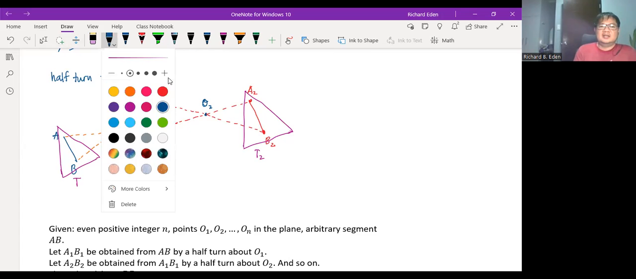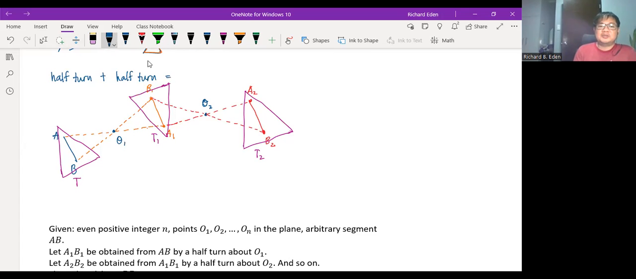Translation. Because then, yeah, it's a translation. So a half turn plus a half turn results in a translation. And so in general, that means if we're going to perform many half turns, regardless of whether the centers are the same or not, if there's going to be an even number of half turns done successively, then you can pair them up. That means the result is ultimately a translation.